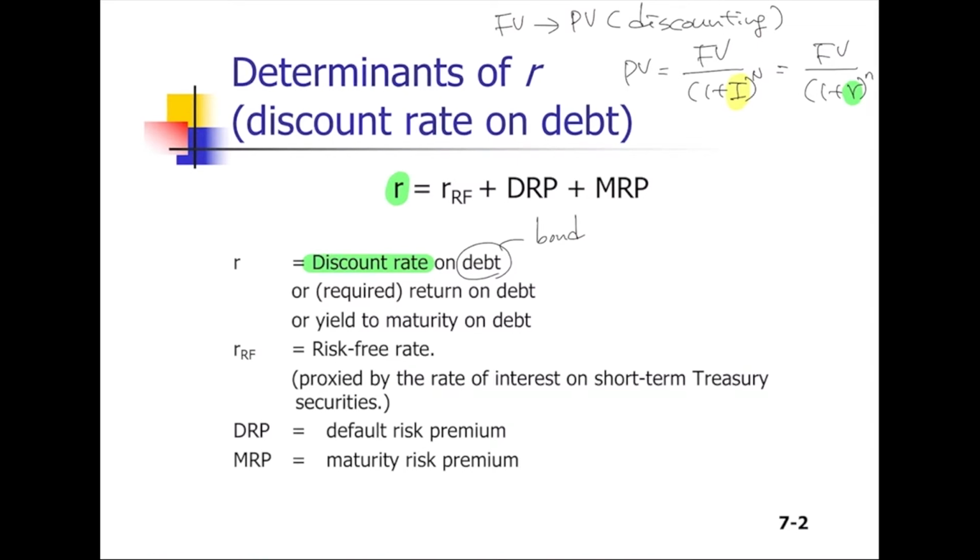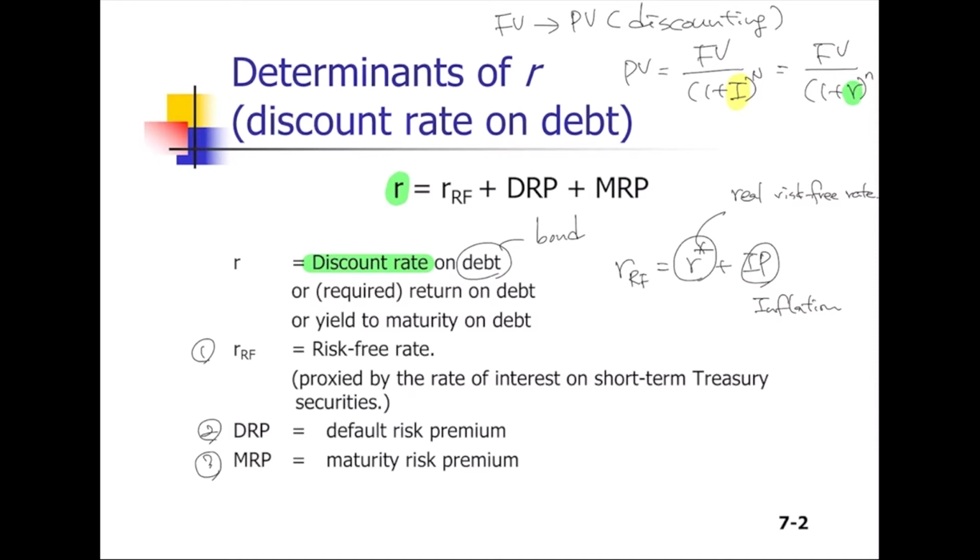And there are three components, the 1, 2, 3. The RRF means the risk-free rate. The risk-free rate has two components, R star plus IP. IP stands for inflation. R star we call the real risk-free rate. It means hypothetically there is a risk-free rate without inflation.